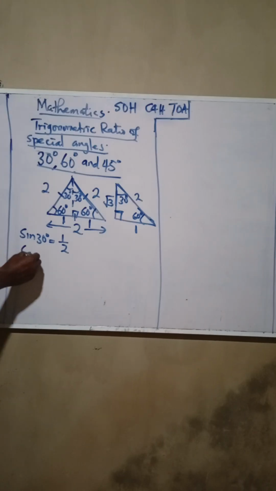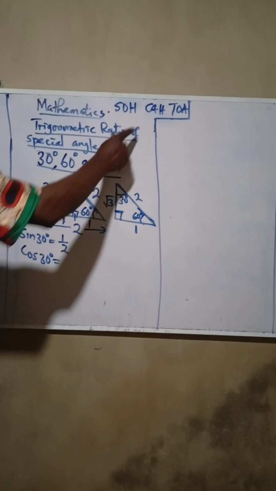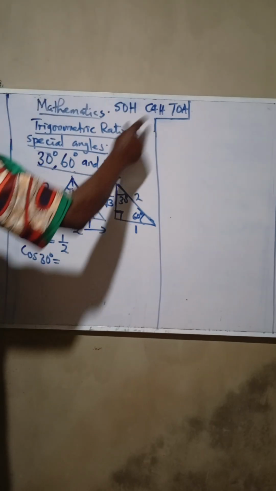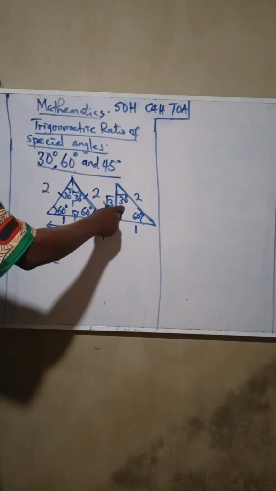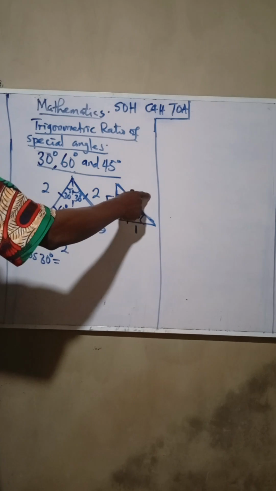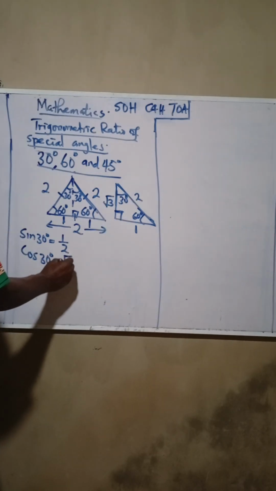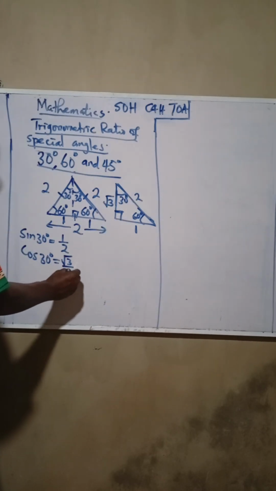Then we go for cos 30 degrees. Cos is adjacent over hypotenuse. So this is the angle we are still dealing with. This is the adjacent and this is the hypotenuse. Meaning it's going to be square root of 3 over 2.